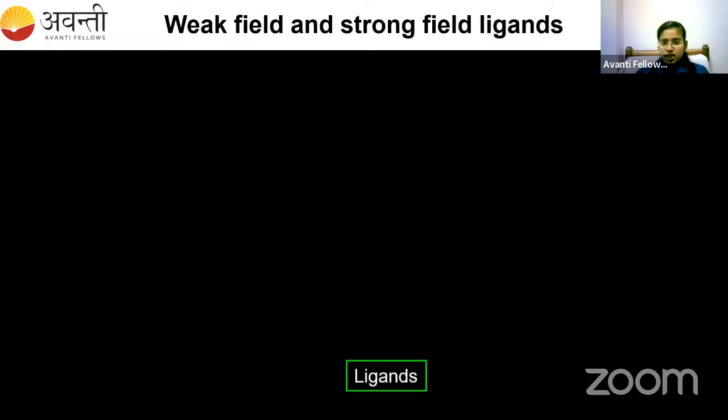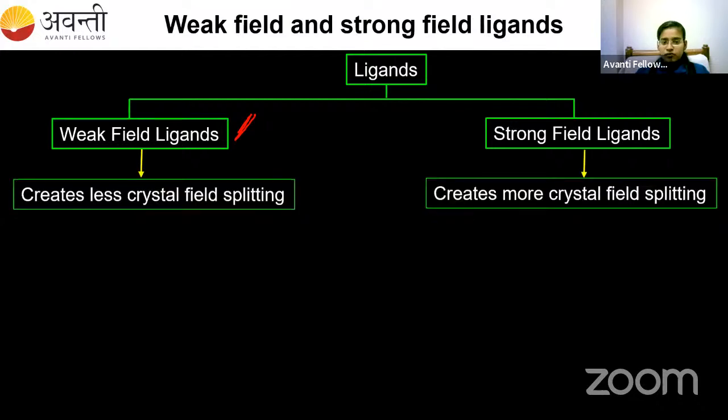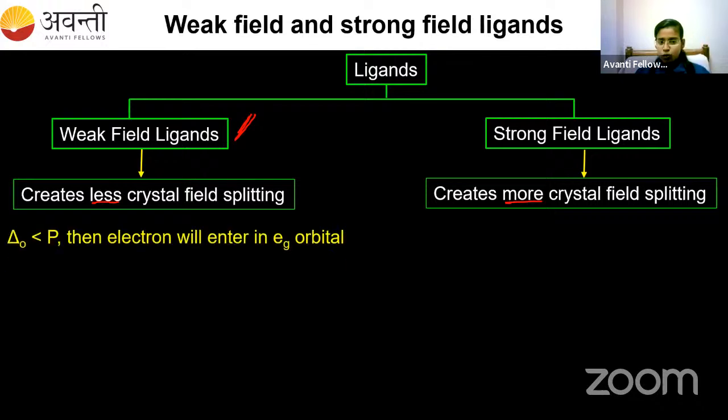Okay. So now I will come to these two types of ligands, weak field and strong field ligands. What we have studied, will weak field ligands create more splitting or less splitting? Just a few minutes ago I discussed this, no? Yes. Good. Weak field ligands create less splitting and strong field ligands create more splitting. Weak less, strong more. Now, coming to the weak field case, since the splitting is very small, delta O is very small compared to the pairing energy, the electron will enter into the Eg orbital.